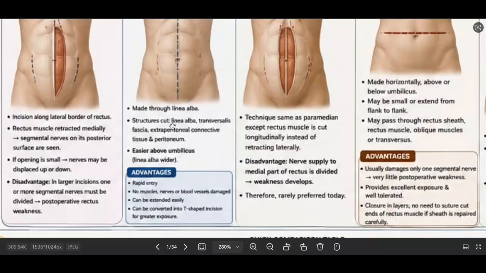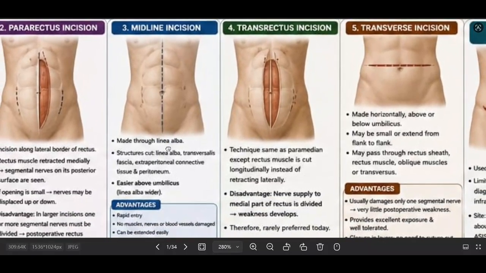Okay. Now the next common abdominal incision is the midline incision. So the third one is the midline incision, and remember, it is one of the commonest abdominal incisions. It is made through the linea alba. Now the structures cut during this are the linea alba, transversalis fascia, the extraperitoneal connective tissue with a little amount of fat, and the peritoneum. And it is easier above the umbilicus because the linea alba is wider there.